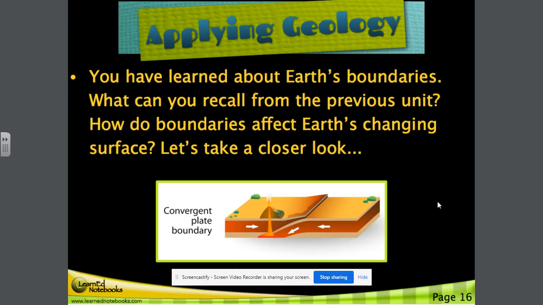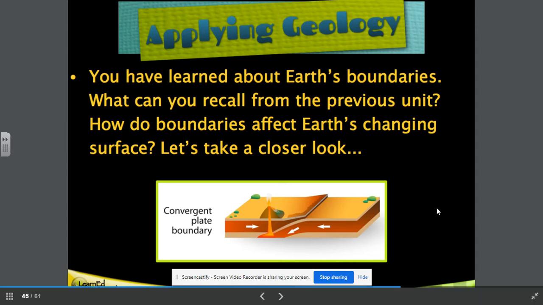You have learned about Earth's boundaries. What can you recall from the previous unit? How do boundaries affect Earth's changing surface? Let's take a closer look.